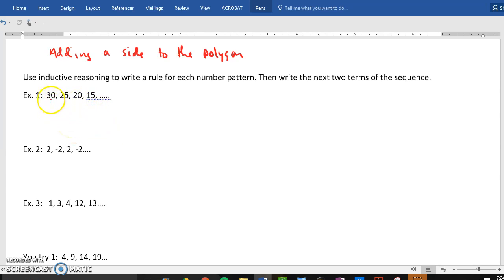And if you notice here, we go from 30 to 25 to 20 to 15. What is happening each time here? Well, you should notice you're subtracting 5. So basically, the rule is you are subtracting 5 each time. If we wanted to find the next 2 terms in the sequence, 15 minus 5 would be 10. 10 minus 5 would be 5.